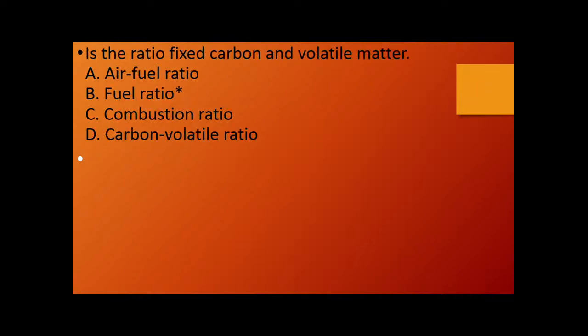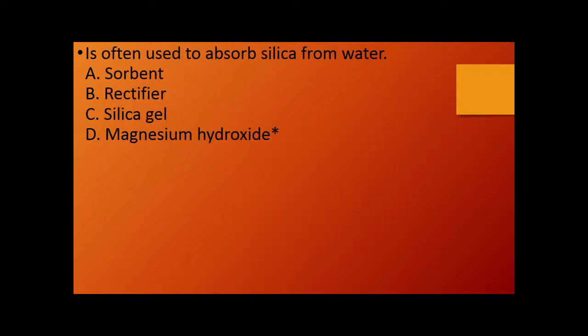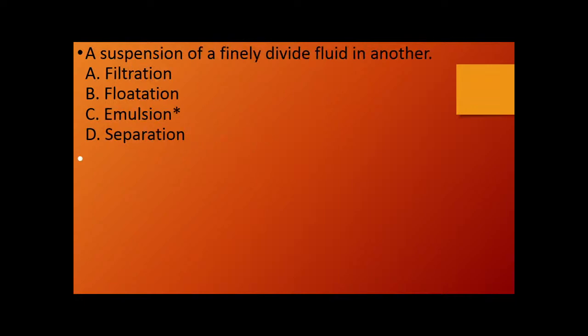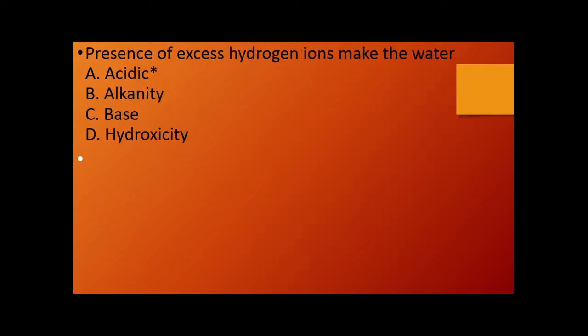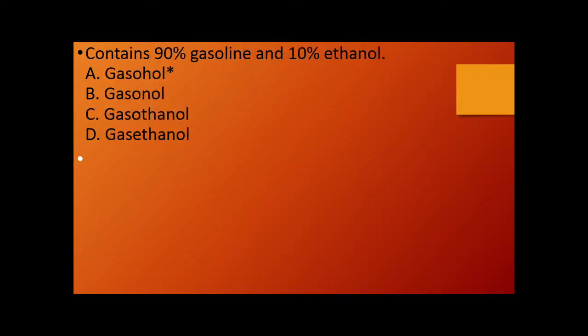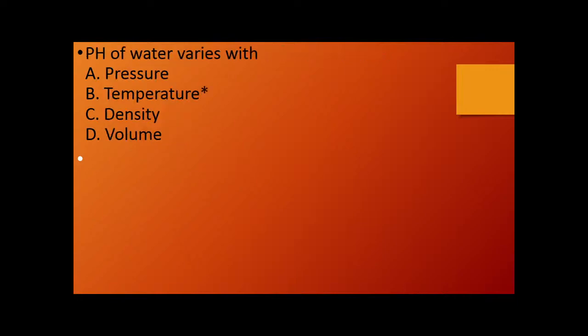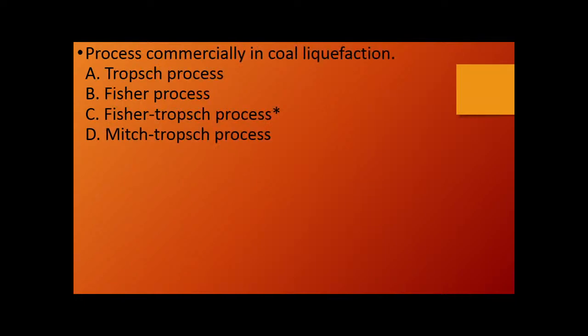Is the ratio of fixed carbon and volatile matter? Answer: fuel ratio. Is often used to absorb silica from water? Answer: magnesium hydroxide. A suspension of a finely divided fluid in another? Answer: emulsion. Presence of excess hydrogen ions make the water, answer, acidic. Contains 90% gasoline and 10% ethanol. Answer: gasohol. pH of water varies with, answer, temperature.